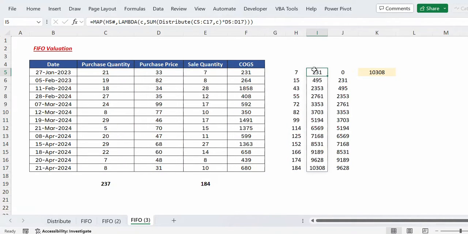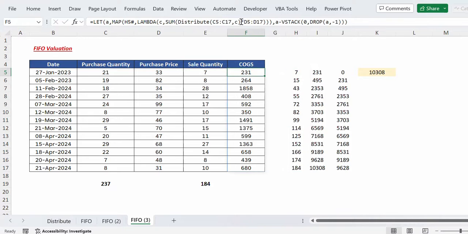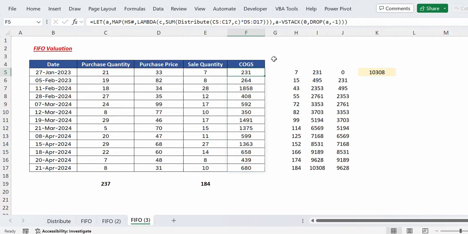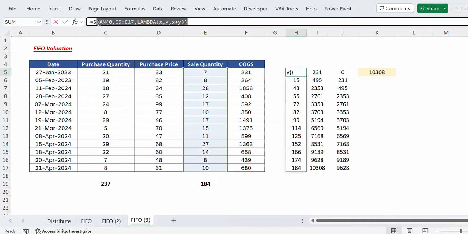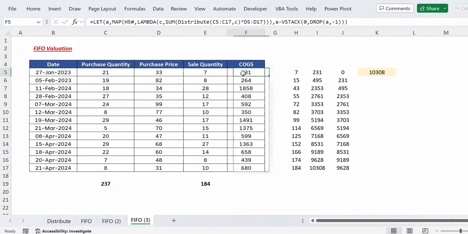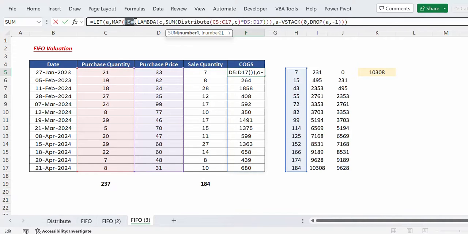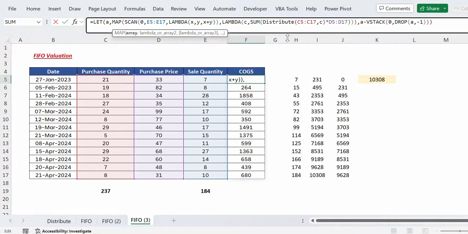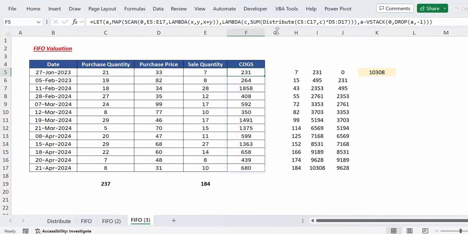So we have got the result here. And now what is the reference that is still pending? It is h5 hash. So let's see what is there inside h5 hash. So let's copy that, let's come here, and let's place that here, right? Now we are down to cell references that are user input. So purchase quantity is user input, purchase price is going to be user input, and sales quantity is also going to be user input. So this is the final formula that we have arrived at.